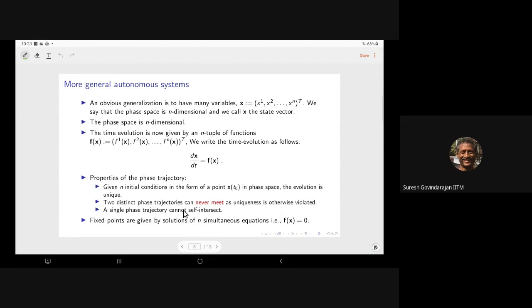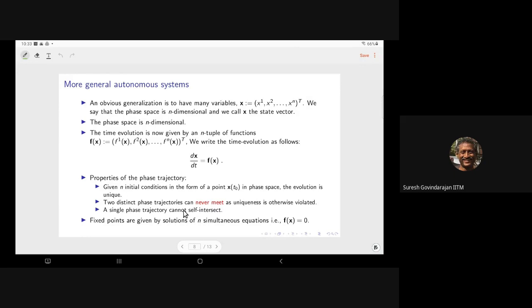So the obvious generalization is to have many variables. In this case, we have x equal to x_1, x_2 up to x_n transpose. So you write a big column vector with n elements. And then we say that the phase space is n dimensional, and we call x the state vector. If you want to specify your system, you have to give me n numbers. So phase space is n dimensional.